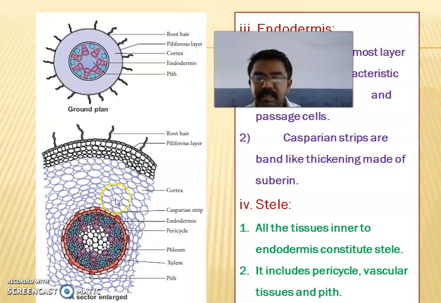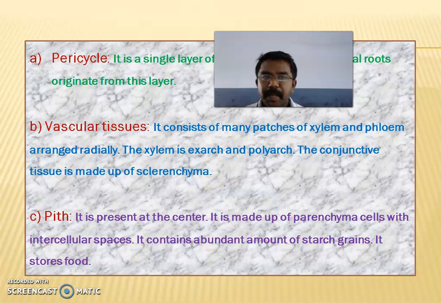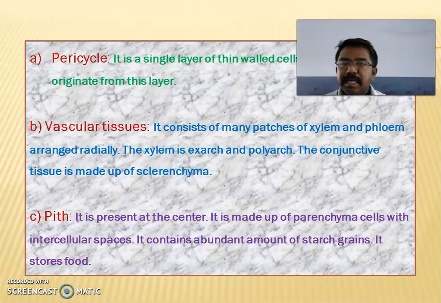This is a very important diagrammatic question. Draw a labeled diagram of the monocot root, right? Next, we will discuss the pericycle. It is a single layer of thin-walled cells. The lateral roots originate from this layer. This layer is mainly responsible for lateral root origination.